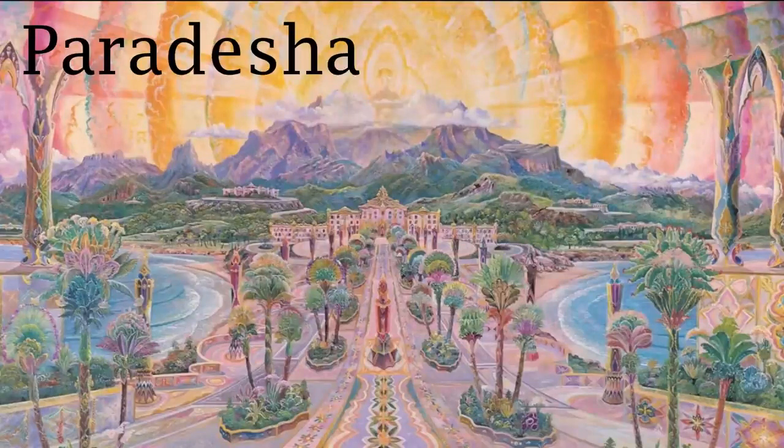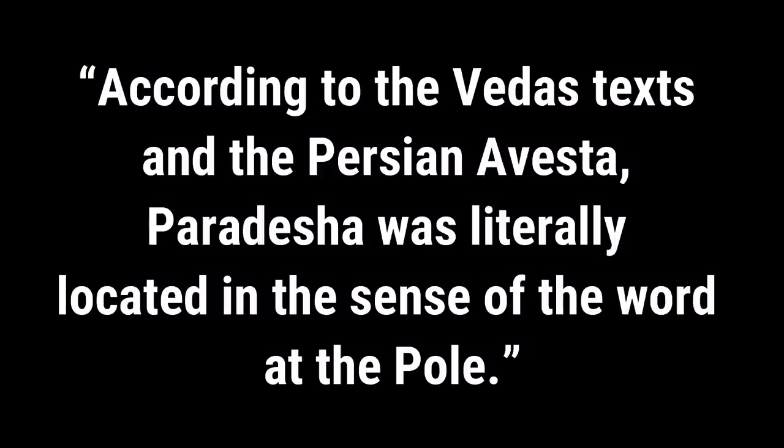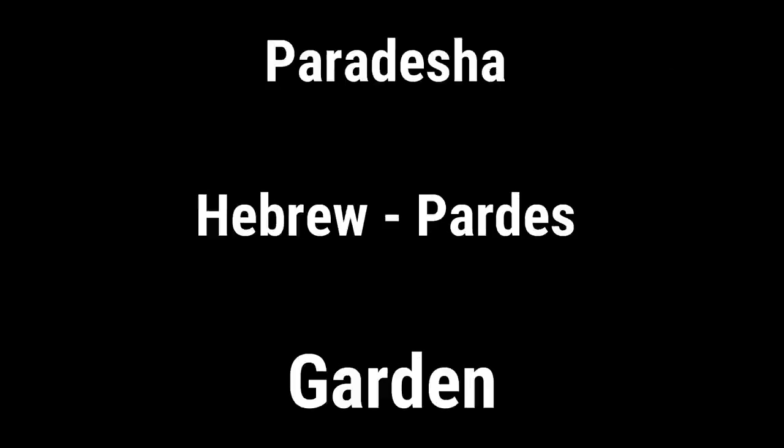René Guénon in The King of the World writes, according to the Vedas text and the Persian Avesta, Paradisha was literally located in the sense of the word at the pole. The ancient Hebrew word for Paradisha is Pardes, which translates to garden.